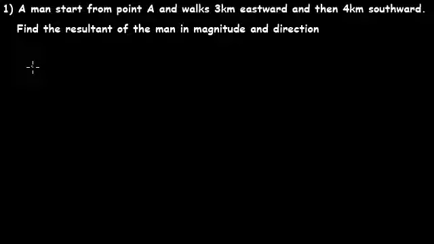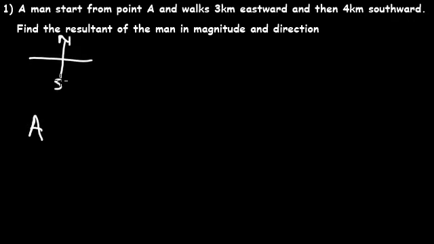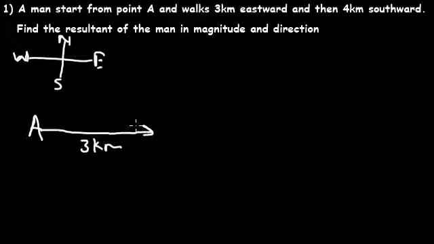According to this problem, a man starts from point A. So let's assume this is point A. Now he walks 3 kilometers eastward. Now don't forget your cardinal points. The north is all the way upward, south is downward, west is left, and east is towards the right. So therefore, the man walks in this direction, 3 kilometers eastward. So that's displacement, okay?